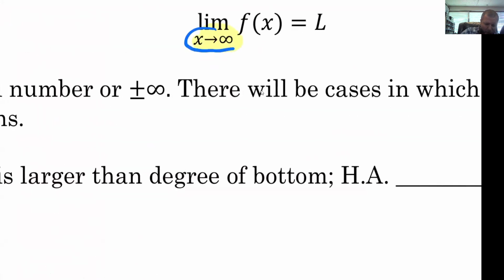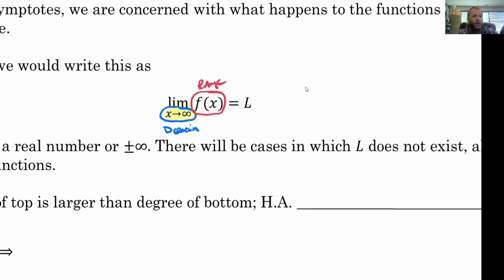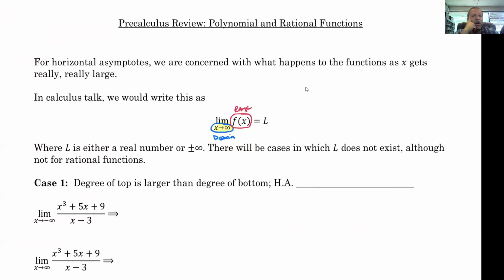So, things to note here. I said in the polynomial part that this below is a statement about the domain of the function. What are our values of x doing? And this is a statement about our range. What are our y values doing? If they approach some number, we say that it equals L, where L would be the limit of the function.